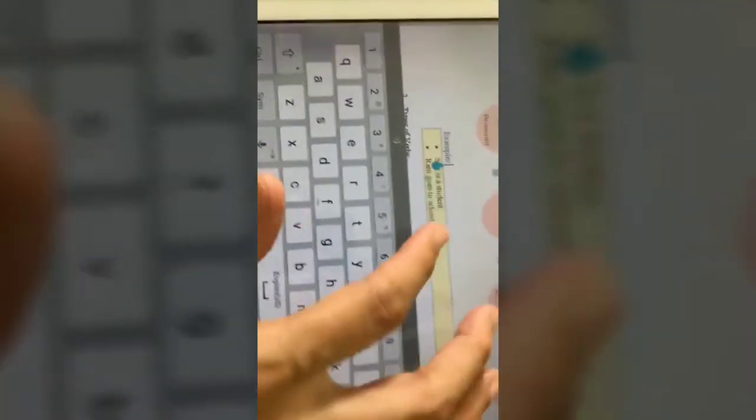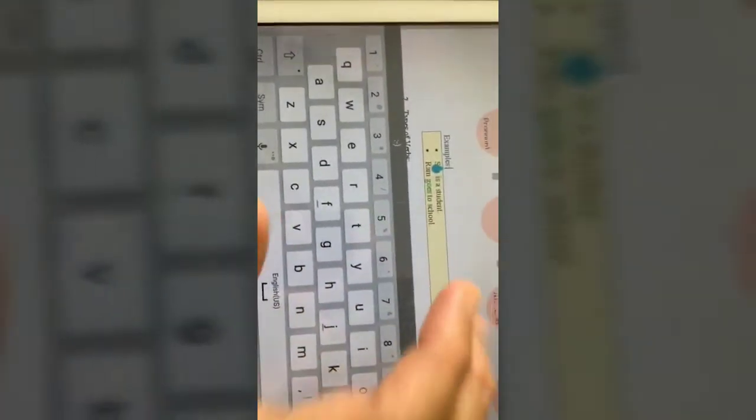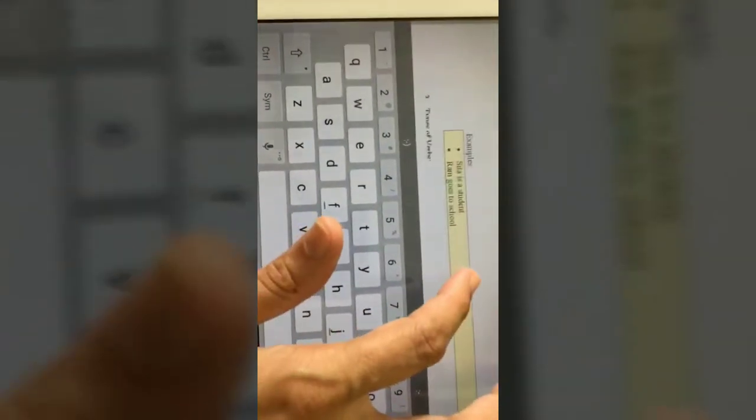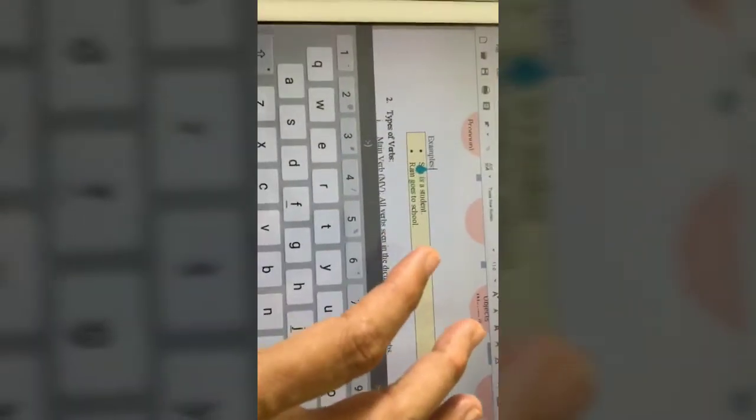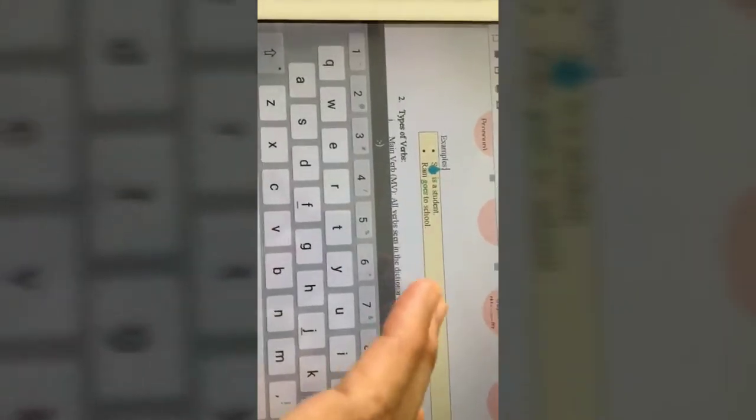Ram goes to school. Goes is a verb. Why? Because it is telling us what Ram is doing. Okay, Ram is going to school. You can also say is going to school. Ram also goes to school. We'll talk about the types of verbs, the tenses of verbs, and so on shortly.